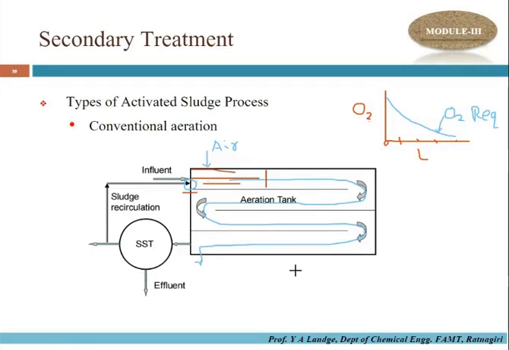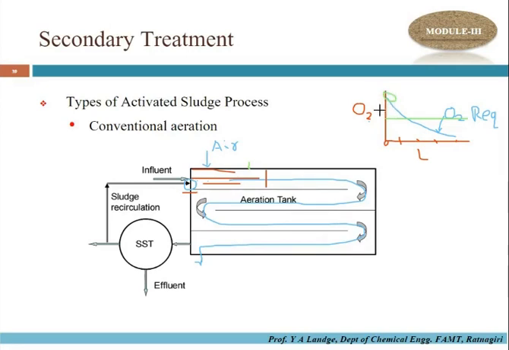Now, how much air or oxygen do we supply? In the conventional process it is constant. We supply the oxygen or air at a constant rate throughout the length, at the same flow rate and the same concentration. But at the inlet there is a more demand of oxygen. But we supply only this much. What is the demand? The demand is this much. So because of this, what happened?